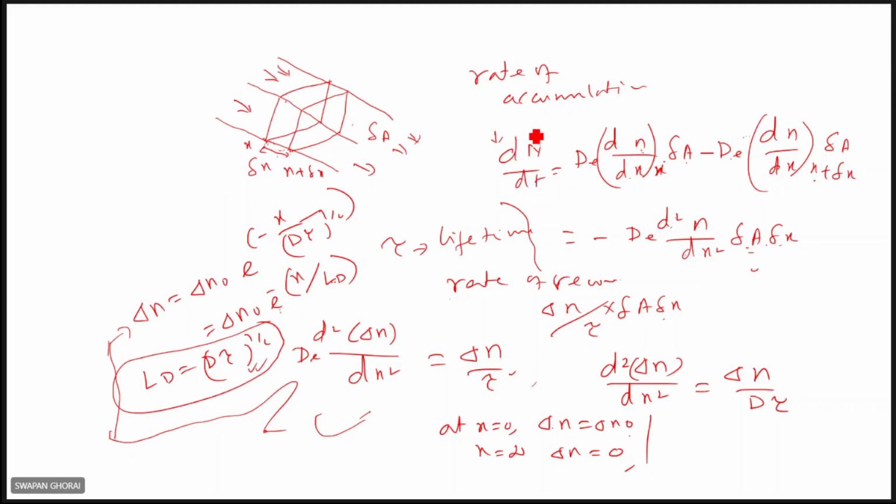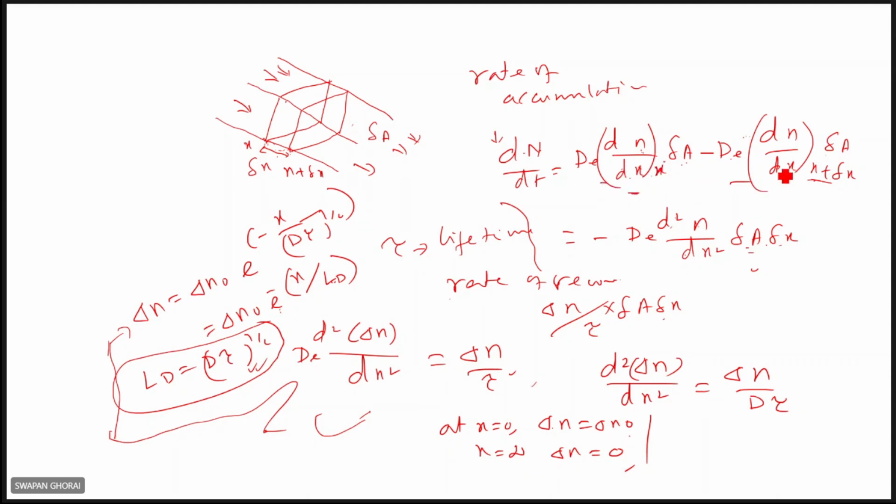So you can see it here, the rate of accumulation within this elementary volume, dn upon dt, will be proportional to the incoming carriers at this point x, that is D_e dn/dx at x into delta A, minus the outgoing electrons at this point, that is D_e dn/dx into delta A at x plus delta x. Right, so if you now expand the second term, the first term will be the same as this one.